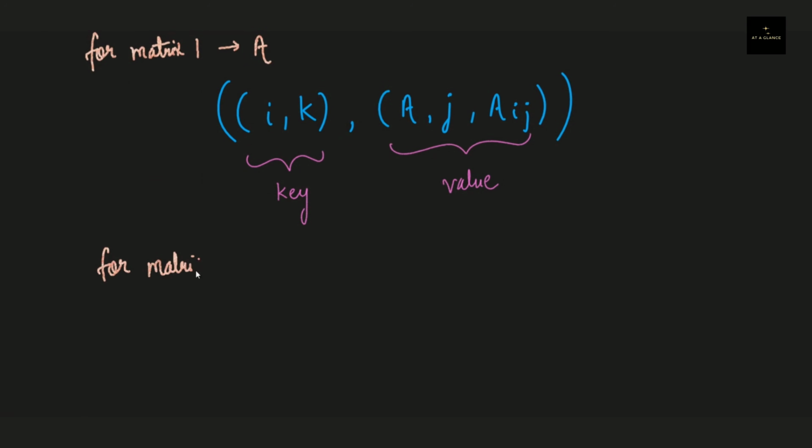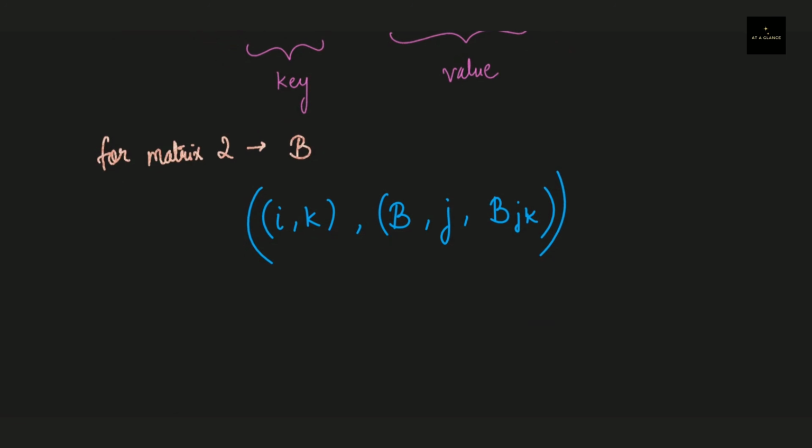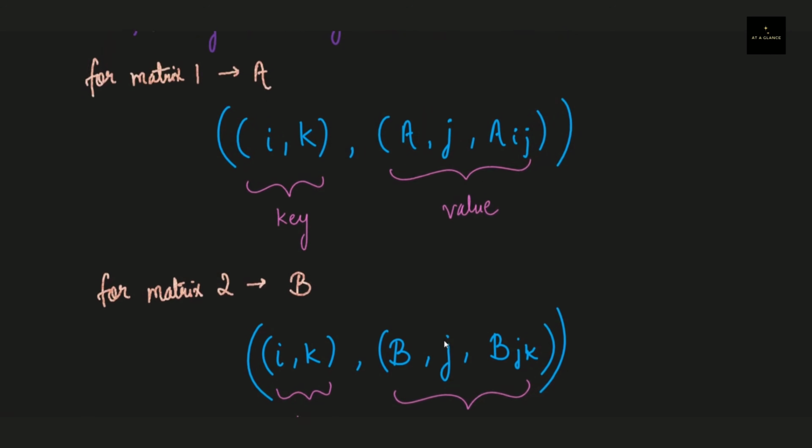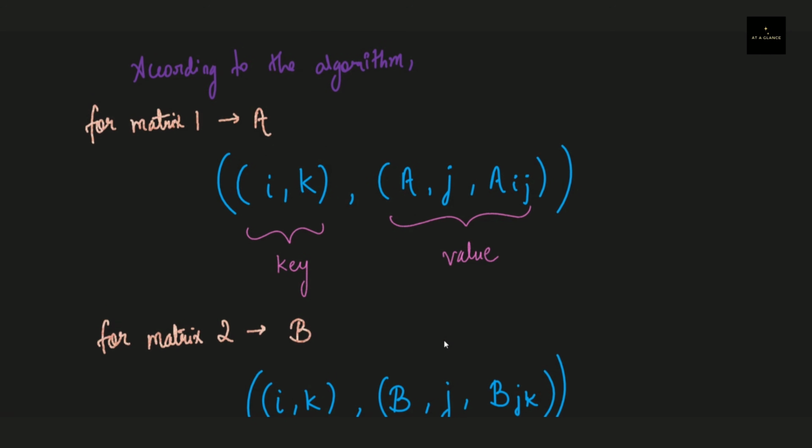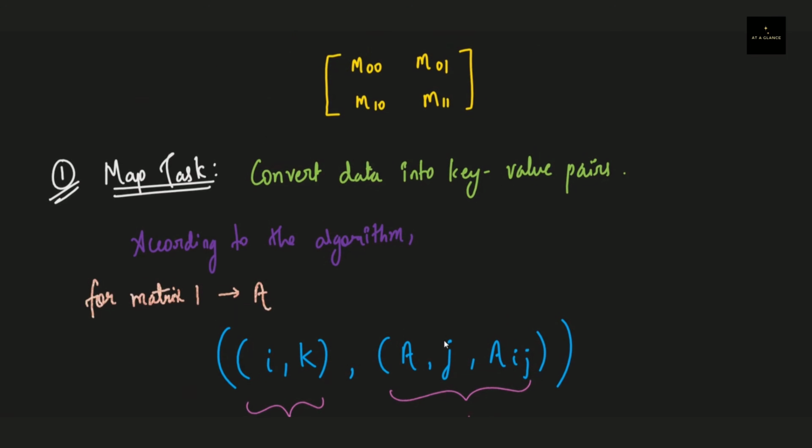Now this formula was for matrix 1. Now we will see the formula for matrix 2. It is something like this. The key will be (I, k). Here, since I is not present as a dimension in the B matrix, I will be a variable. We will be seeing this concept of variable in the further steps. The value of this particular key will be (B, j, B of jk), that means the value that is present at that particular position. Here the key is (I, k) and the value is the highlighted one. I hope this particular format is clear. Let's convert each element from these two matrices in this particular format now.